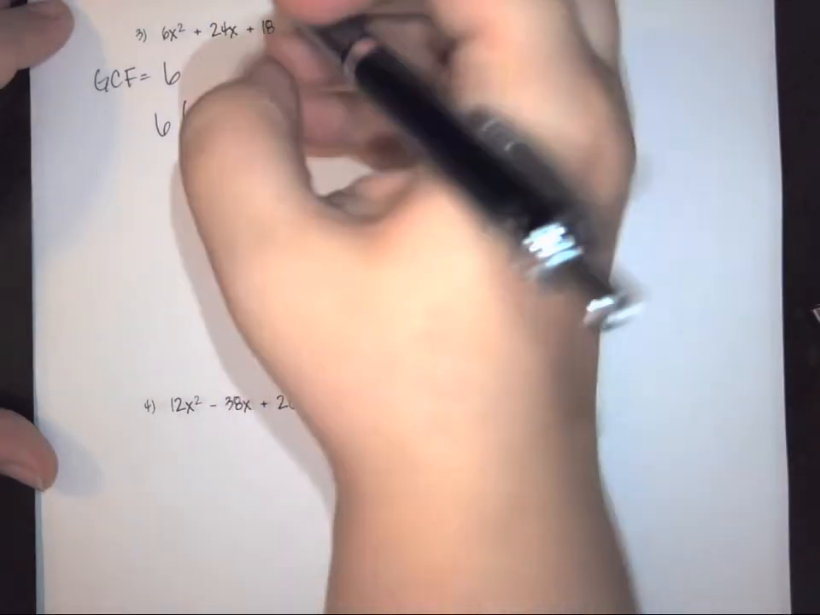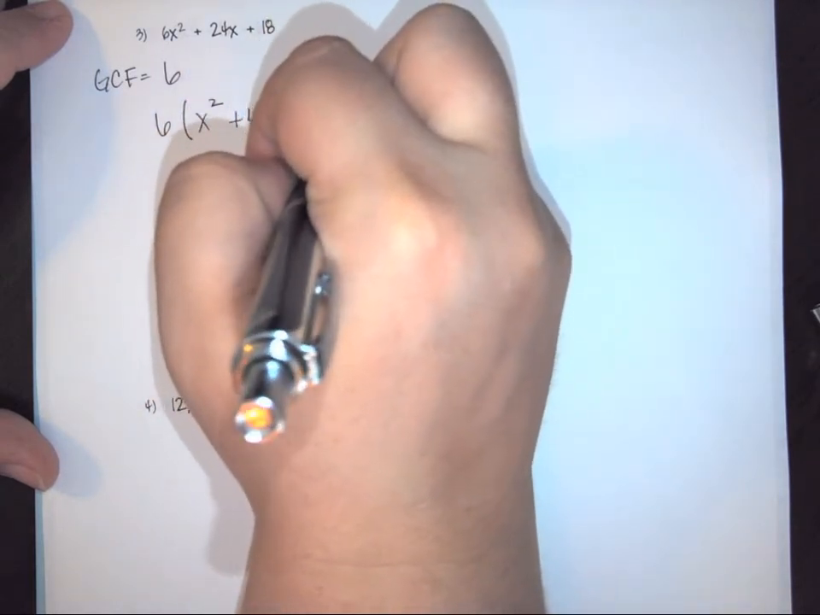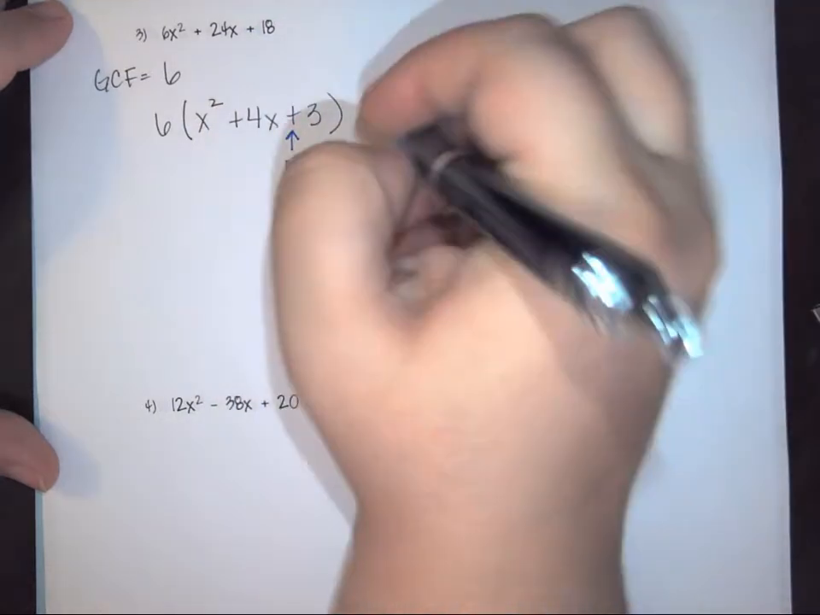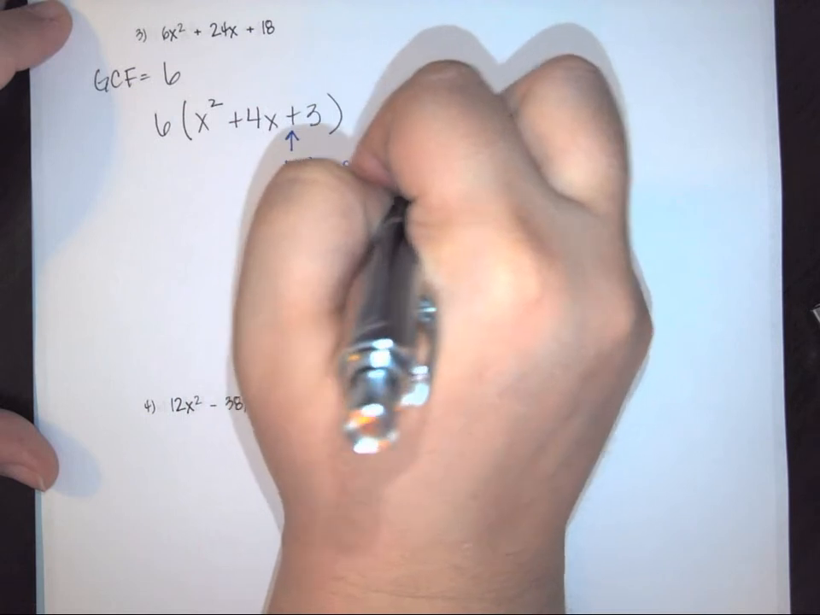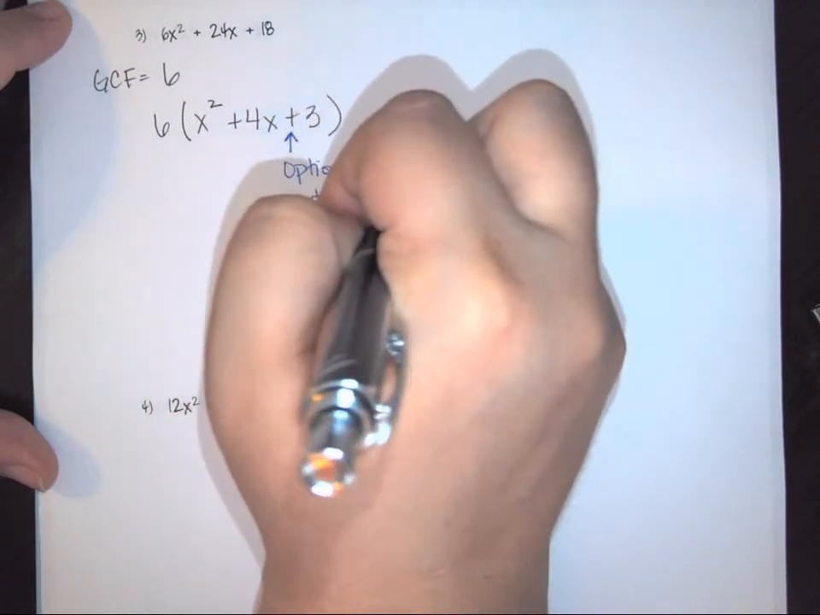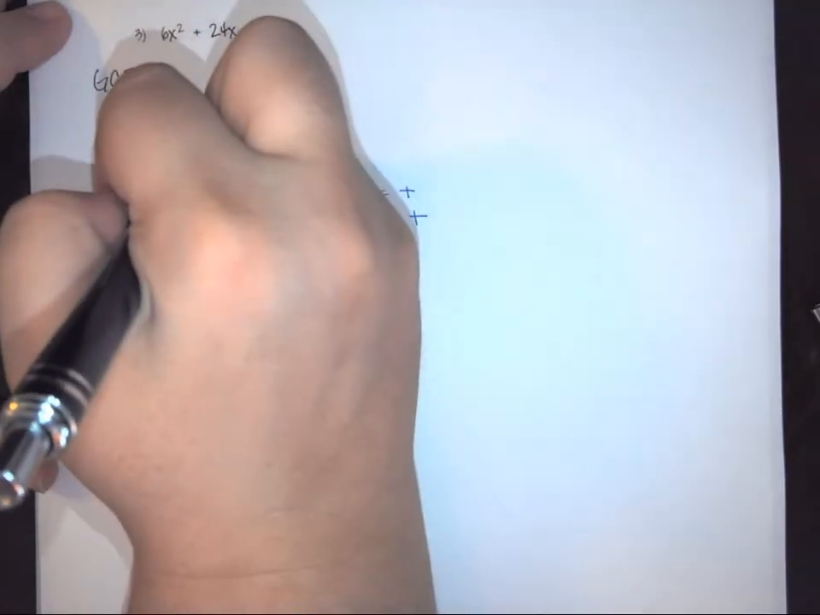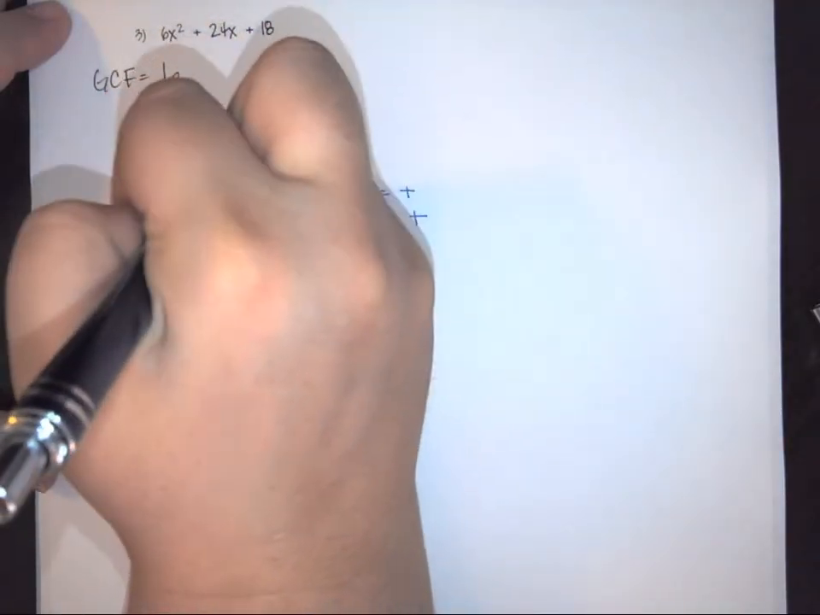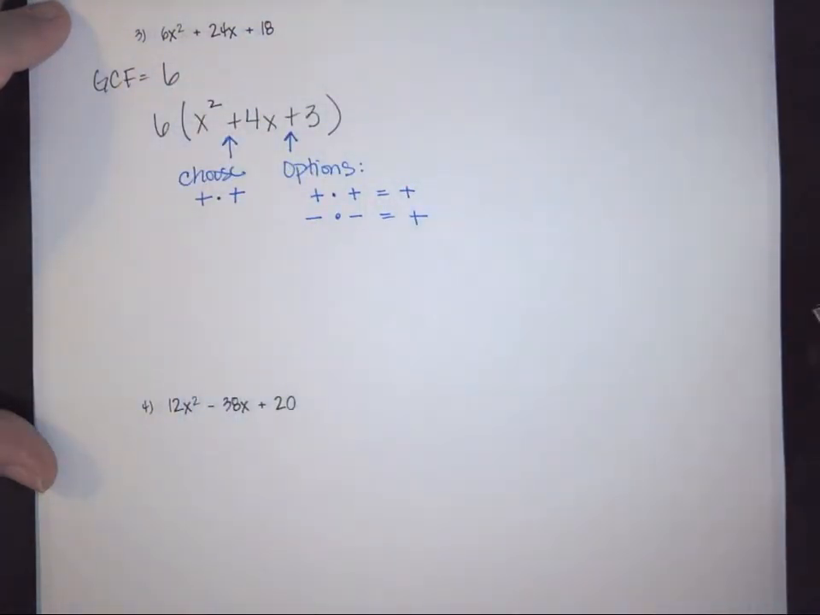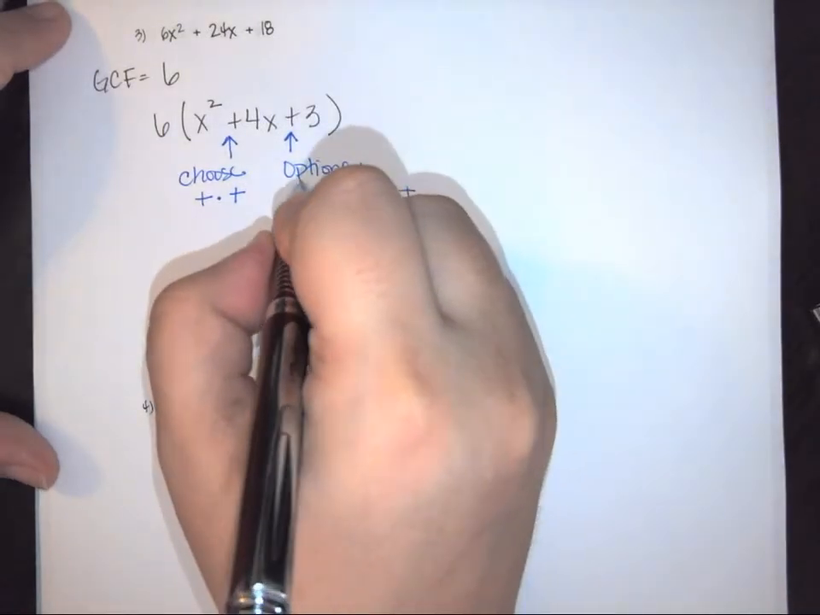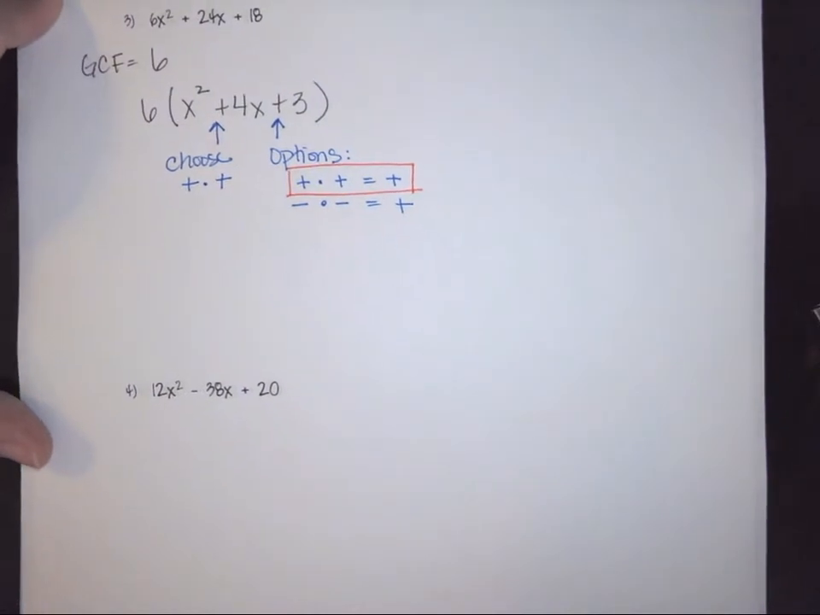first I've got my signs. So again, this sign gives me my options, which are going to be positive times positive equals positive, or negative times negative equals positive. And then this sign tells me to choose the positive option. And the reason for that is because you can't add to a positive if you're adding two negatives. So we have to choose our option.